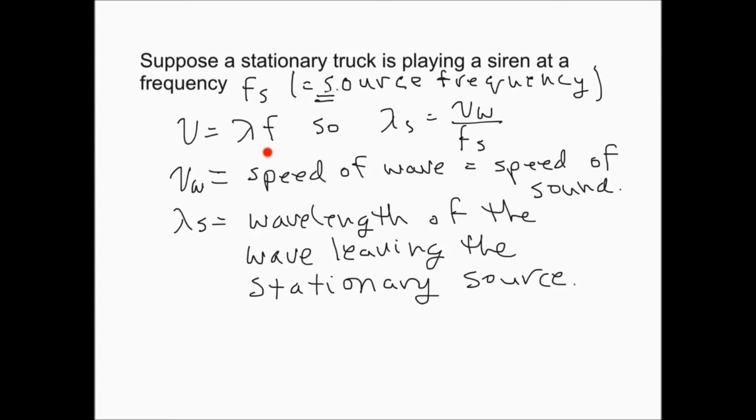Then we can look at our standard formula for the relationship between the velocity and the wavelength and the frequency, and we can say, look, the wavelength coming out of our source is VW over Fs. VW is the speed of the wave. That's the speed of sound, right? And remember, that only depends on the temperature, and usually we say it's approximately equal to 344 meters per second, right?